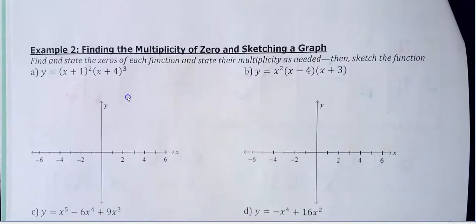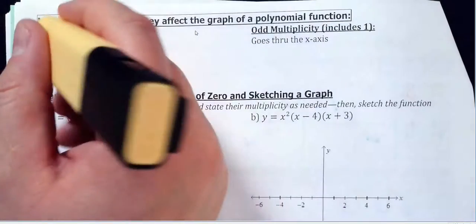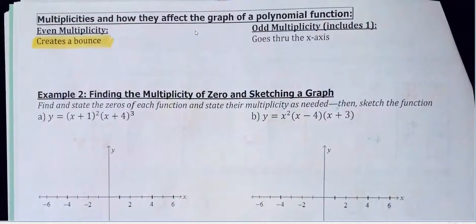Okay, now, I have not given you any questions like this, so we're going to see this in this example. But the multiplicities that we talked about last week are going to come into play on some of these questions on the back. Okay, if you have an even multiplicity, and I'll draw you a little example here, it creates what we call a bounce. I did not have any examples like that on the front. So a bounce means it doesn't actually go through the x-axis. It's going to bounce back where it came from.